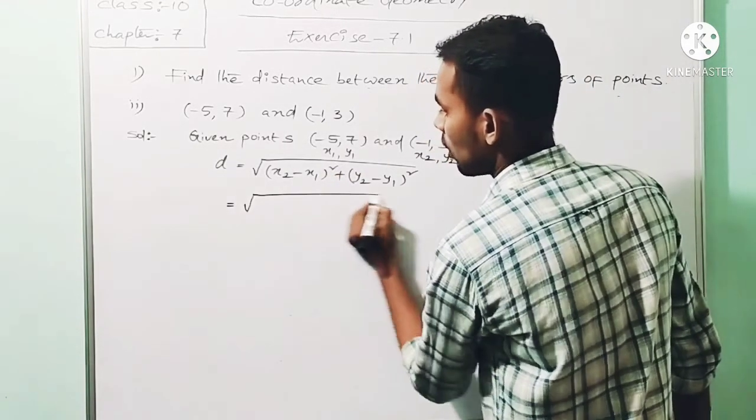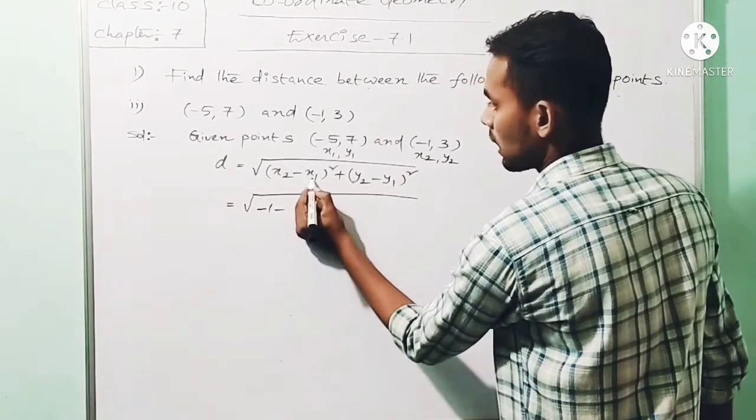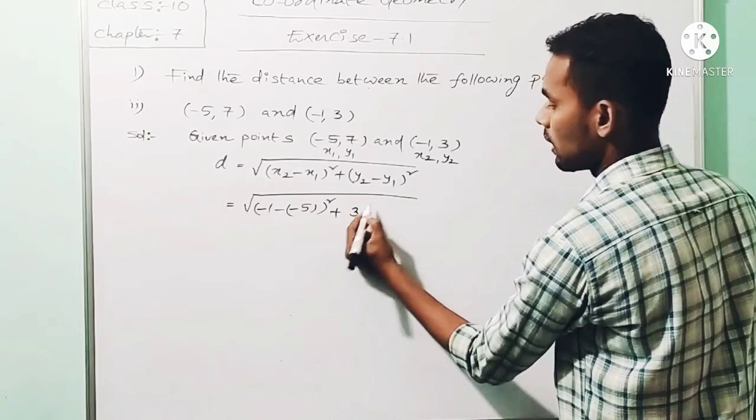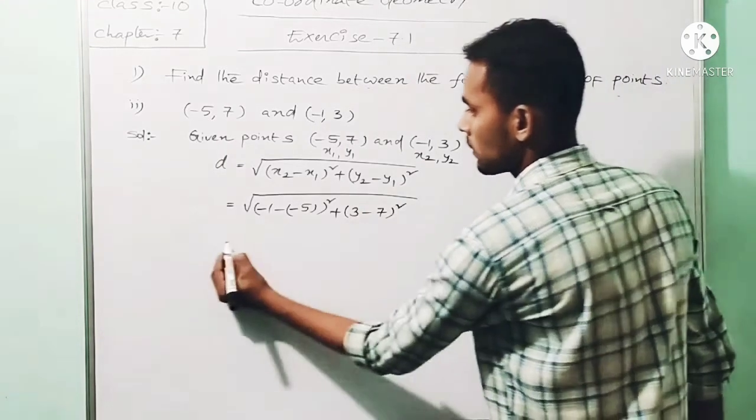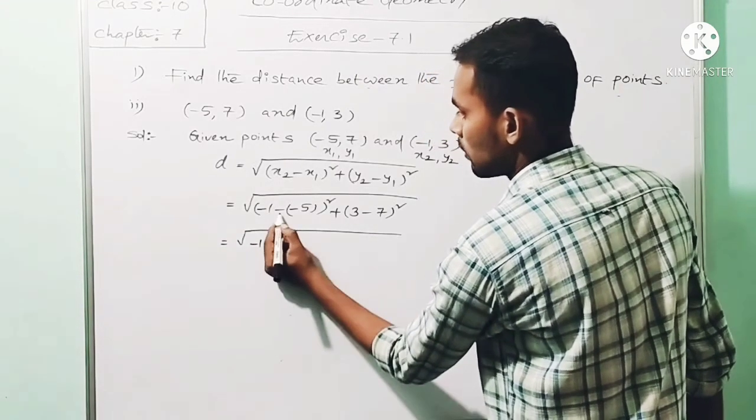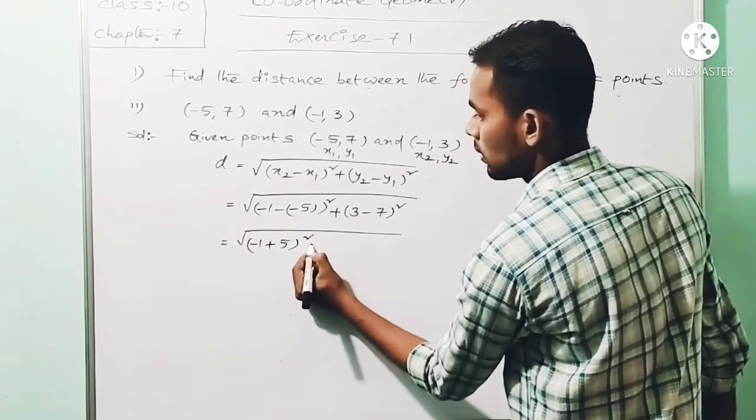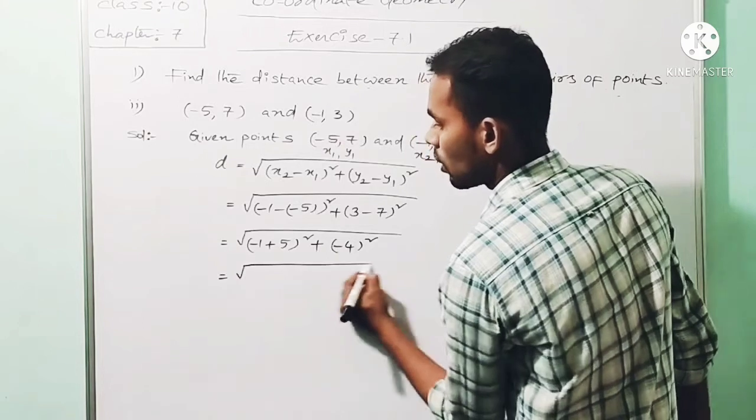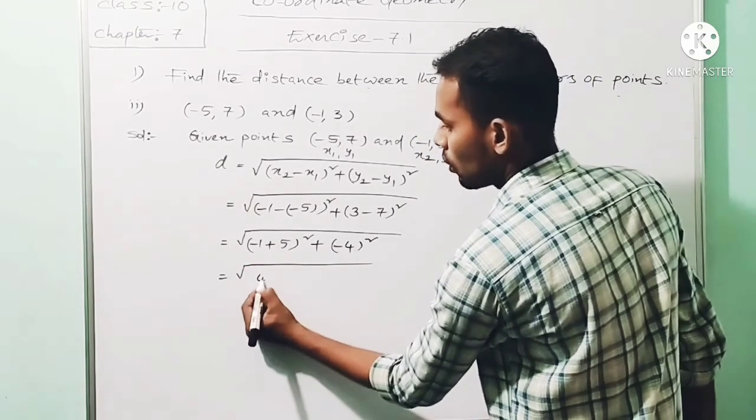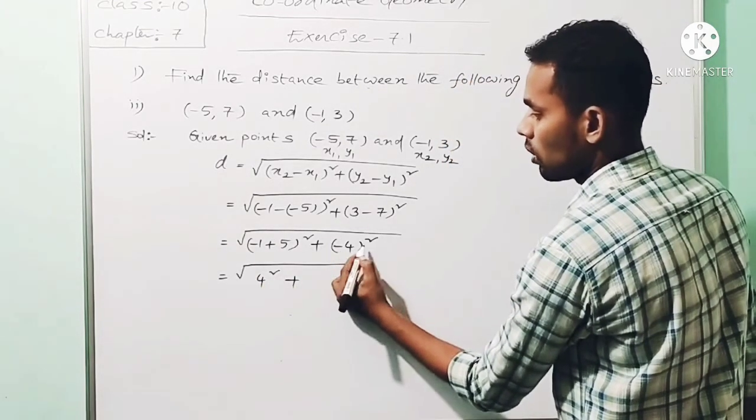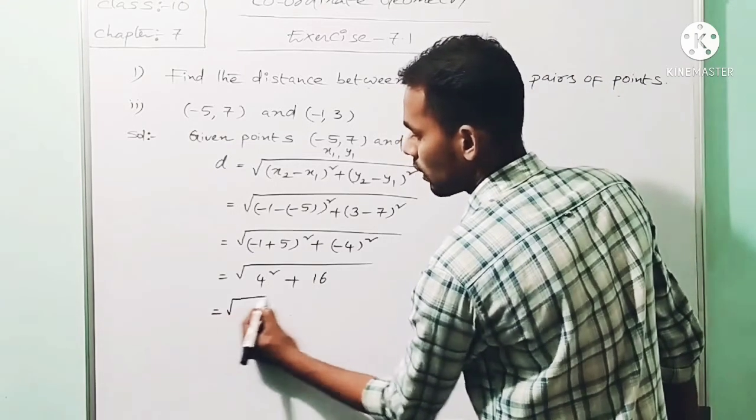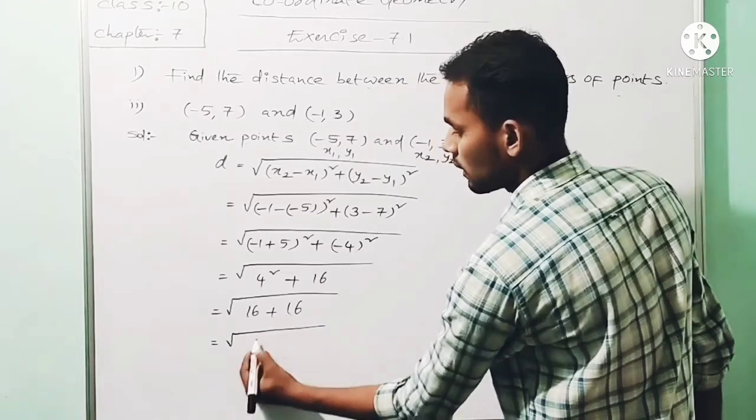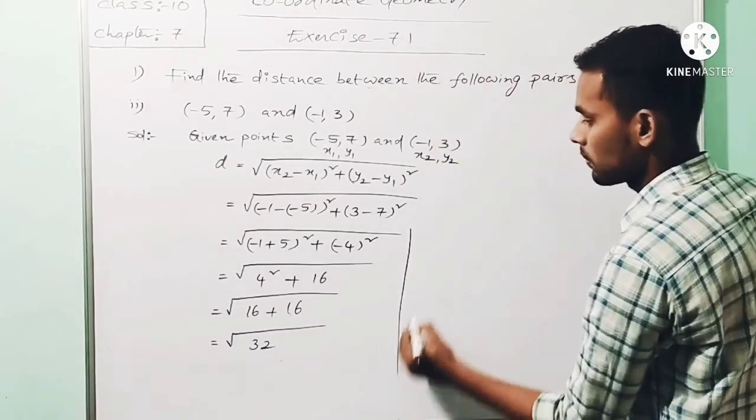Is equal to square root of (x2 = minus 1 minus x1 = minus 5) whole square plus (y2 = 3 minus y1 = 7) whole square, is equal to square root of (minus 1 plus 5) whole square plus (3 minus 7, equal to minus 4) whole square, is equal to square root of 4 square, 16, plus (minus 4) whole square, 16, is equal to square root of 16 plus 16, 32.